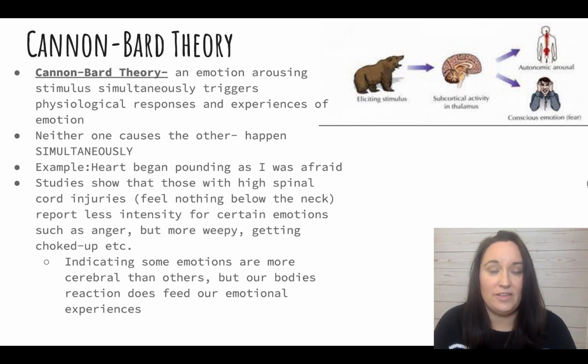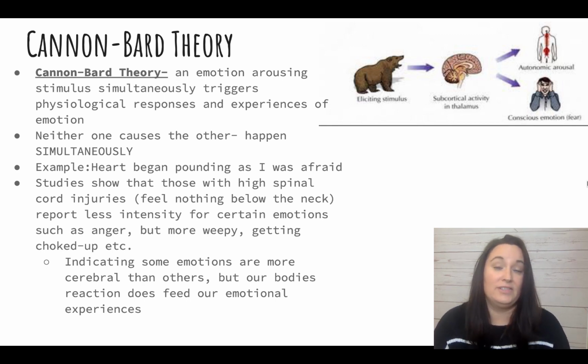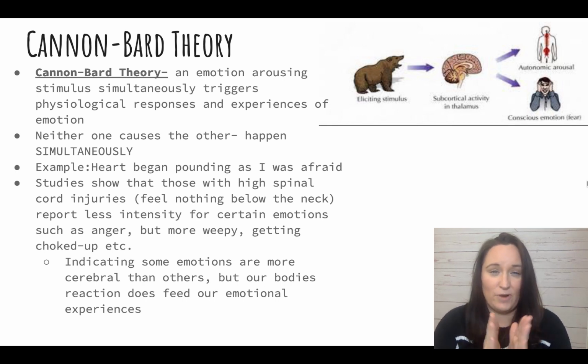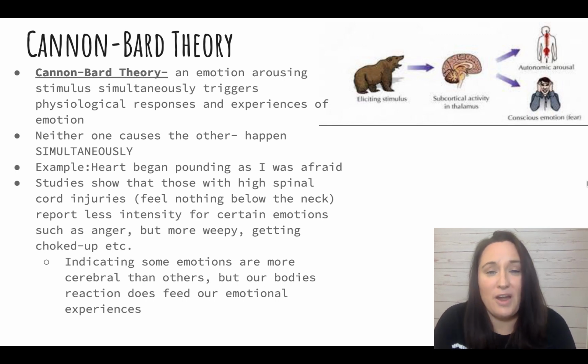So Cannon-Bard theory says that we feel the physiological arousal, so our heart pounding, sweaty palms, at the same time that we are experiencing the emotion. So they happen at the same time. So C and B are right next to each other in the alphabet. And so your physiological response and your emotion happen at the same time because they're right there next to each other. There are some criticisms of this.